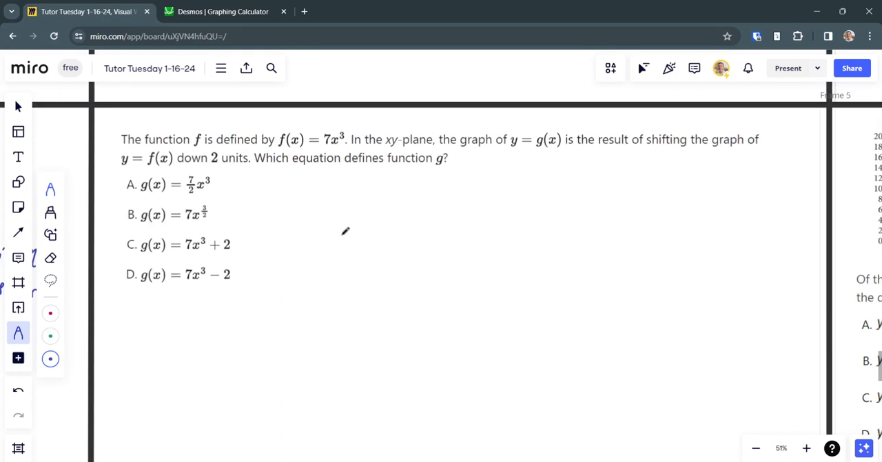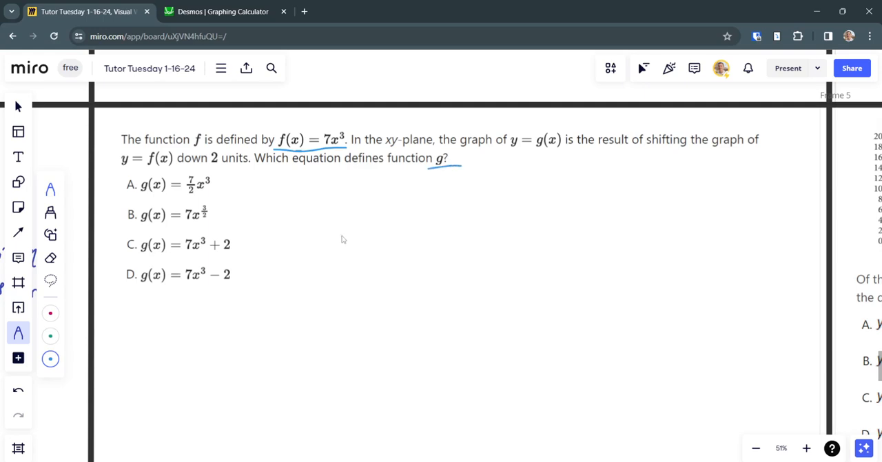Okay, next one is a function transformations question. Honestly, this one's not too bad. Let's go through it. The function f is defined by f of x equals 7x cubed. In the xy plane, the graph of y equals g of x is the result of shifting the graph of y equals f of x down 2 units.